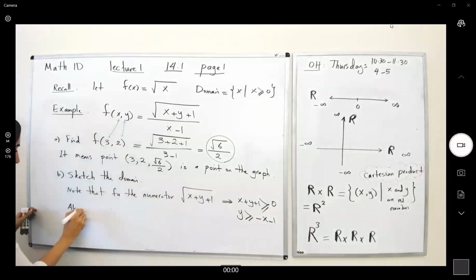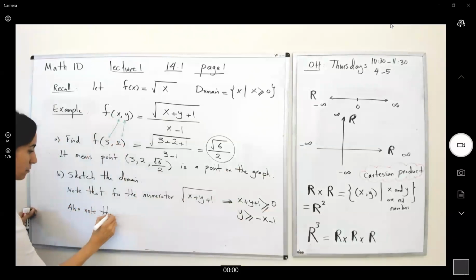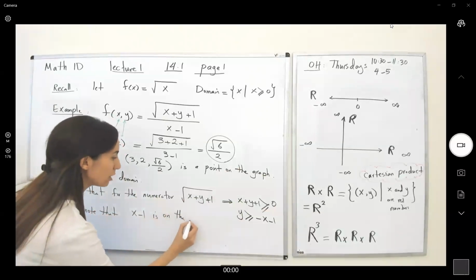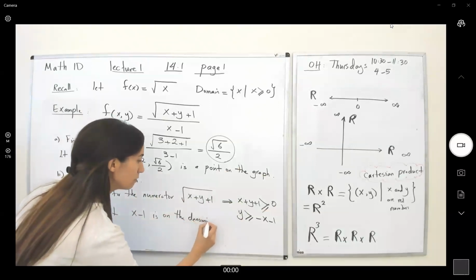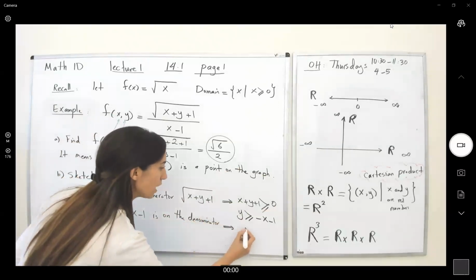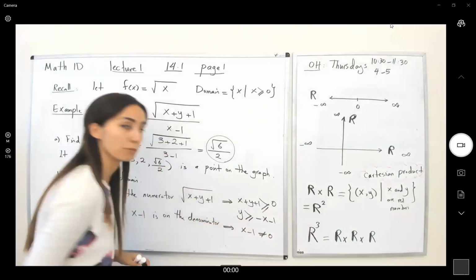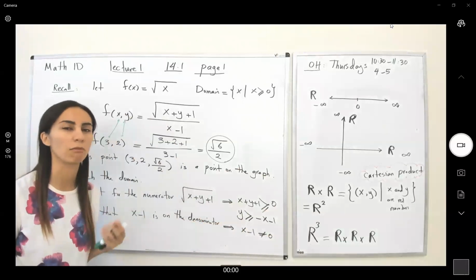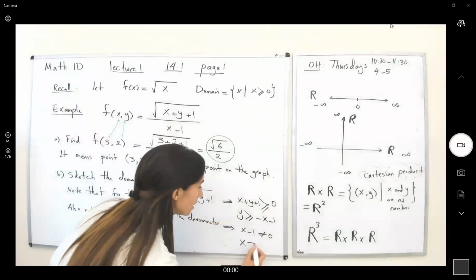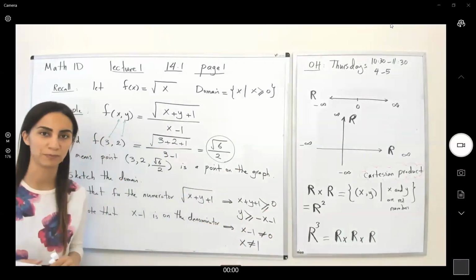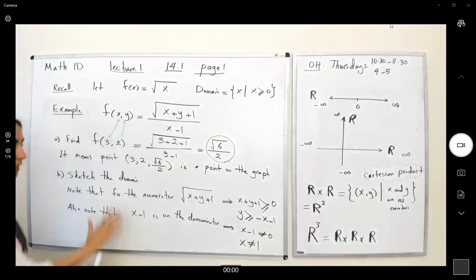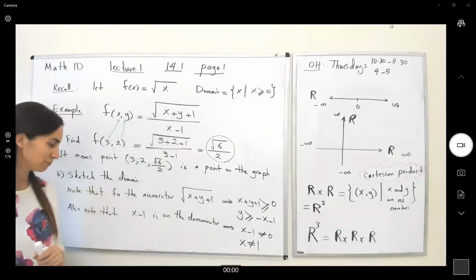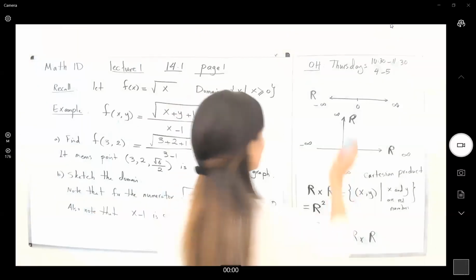Also, note that x minus 1 is in the denominator. So x minus 1 can never be 0. We don't have 0 in our denominator. This is how we define the domain of the function. So x is never 1. So this is the analysis of the domain of our function. But the question says, sketch the domain. Okay, let's try to sketch the domain, see what's going on here.